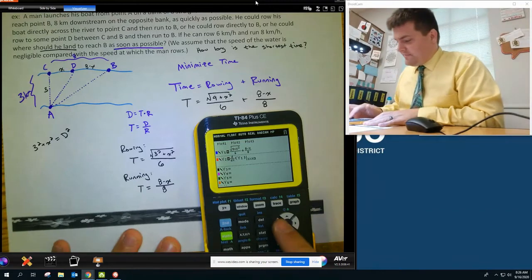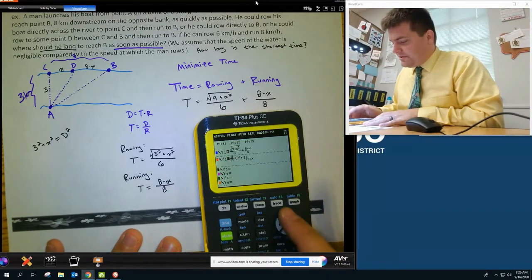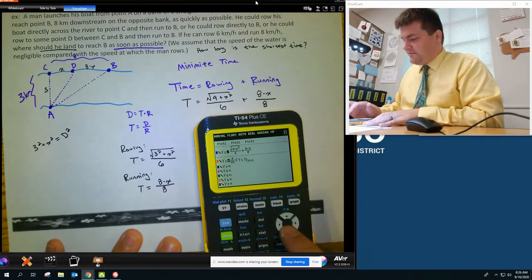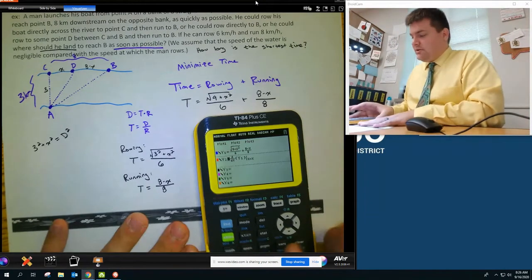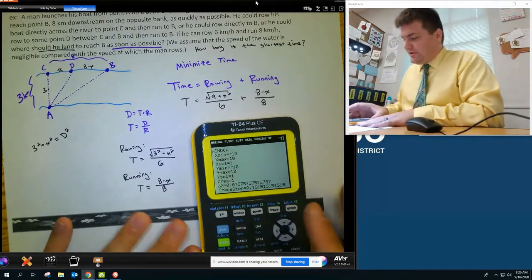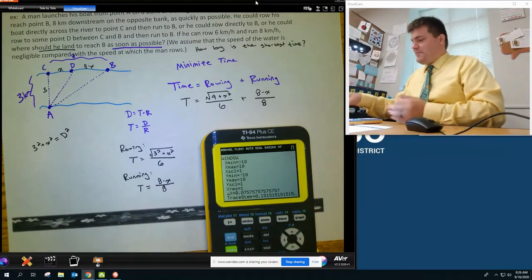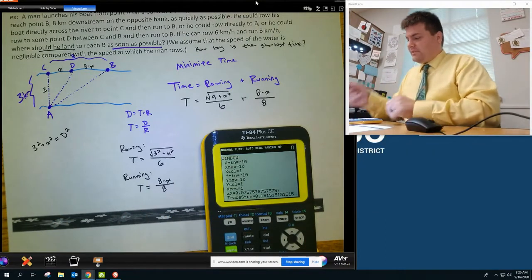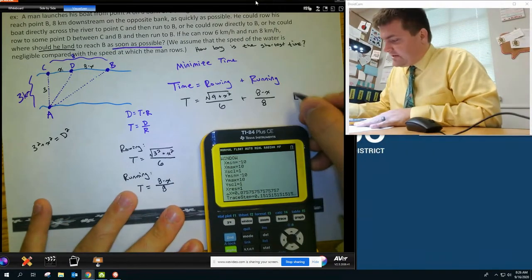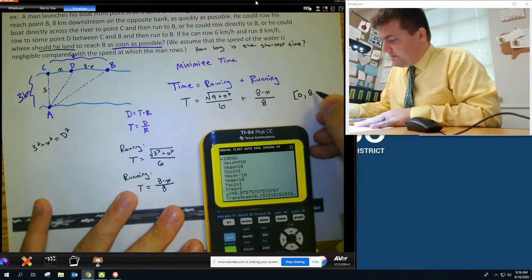So this is going to give me, and I don't want to graph the original, I don't care about that. I want to graph the derivative and see when it equals 0. So I'm going to go to my window. Now when I do my window, I do have a maximum and a minimum. x has to be between 0 and 8.